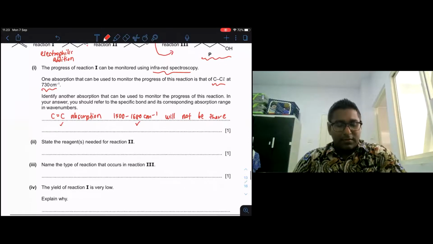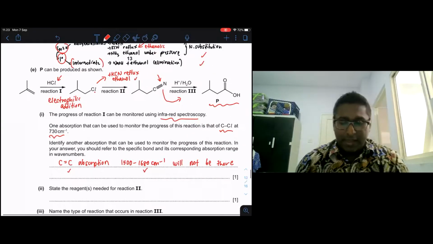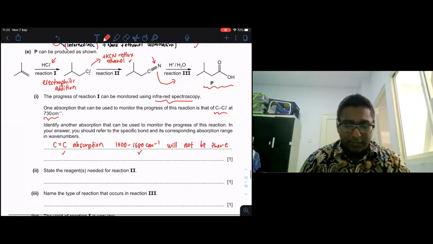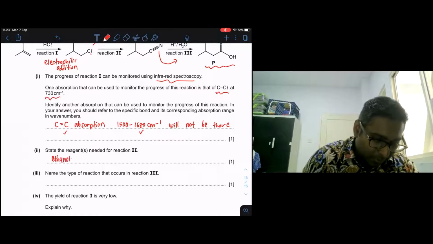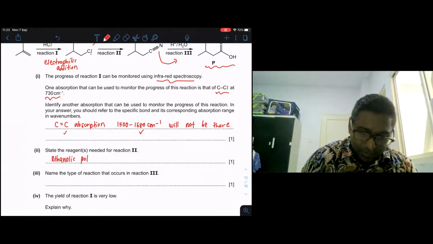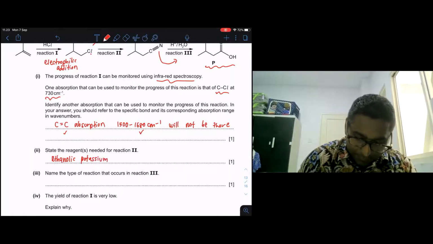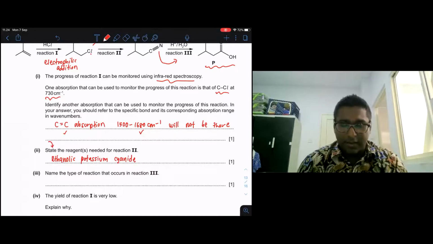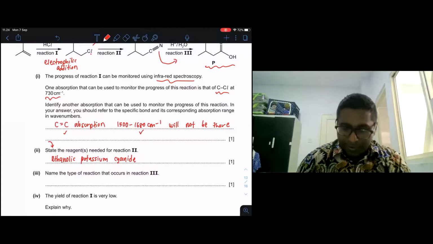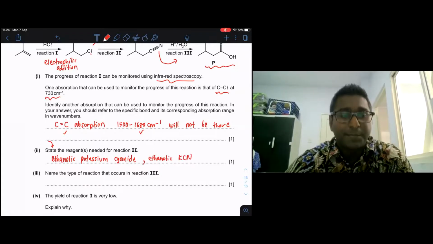Now state the reagents needed for reaction 2. I already put KCN, reflux with ethanol. So you can write ethanolic potassium cyanide. Since they say state, and didn't say name, you can write down ethanolic KCN. It is still accepted, unless they say name, that's different.